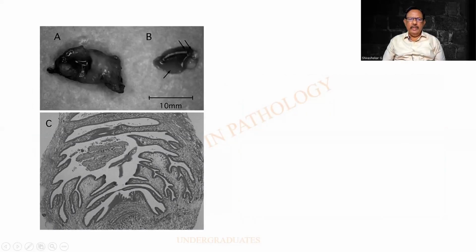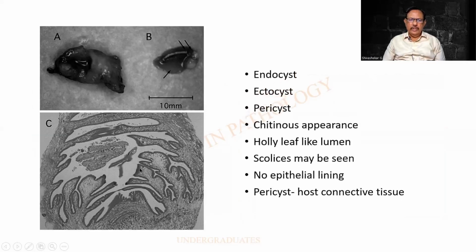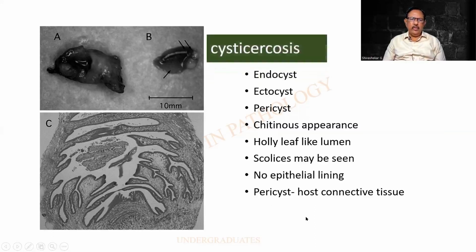There is a space over here. So there is an endocyst. This is the endocyst. This is over here. Ectocyst is the surrounding tissue or the wall of it. Pericyst is the host tissue. And there is a chitinous appearance. There is no epithelium over here. Holy leaf-like lumen. Scolex, that is the hooklets, may or may not be seen. No epithelial lining. And the diagnosis is cysticercosis.